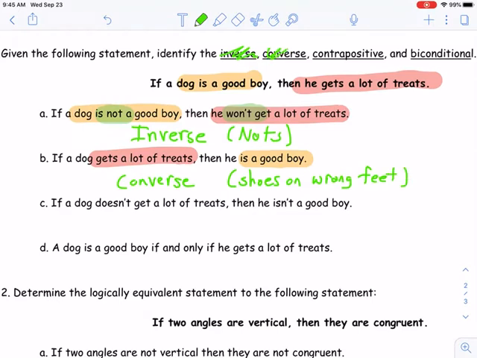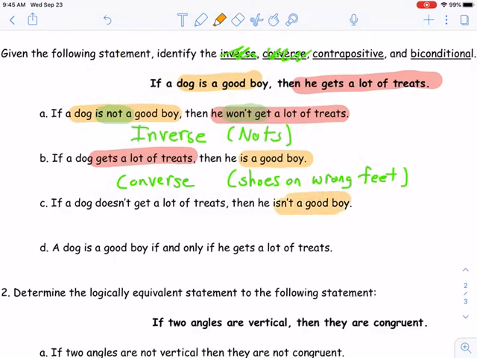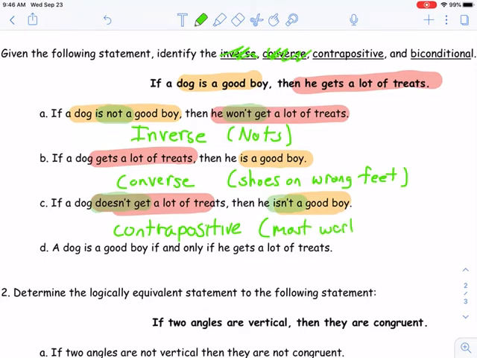If a dog doesn't get a lot of treats, then he is not a good boy. So again, from the original conditional statement, the order is swapped, but then there's some nots. So we swapped the order, we did the converse, we did the inverse. That's a lot of work. The most work requires the most letters. Most work, most letters, and contrapositive.